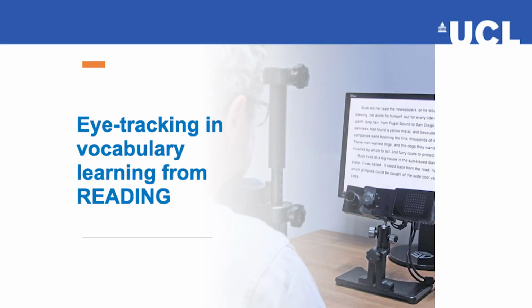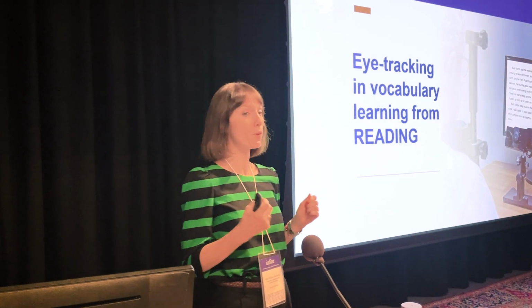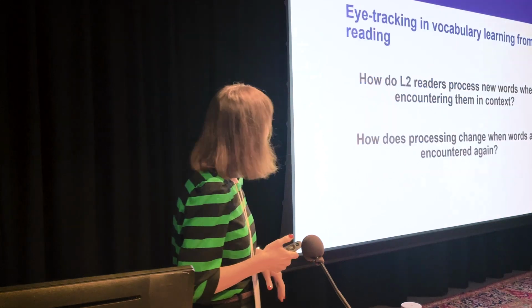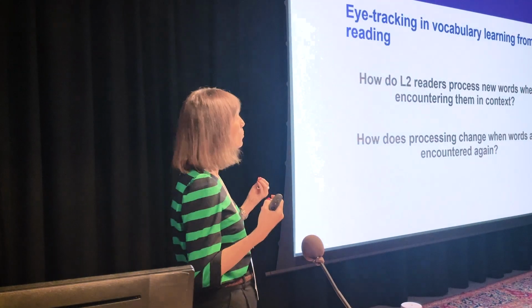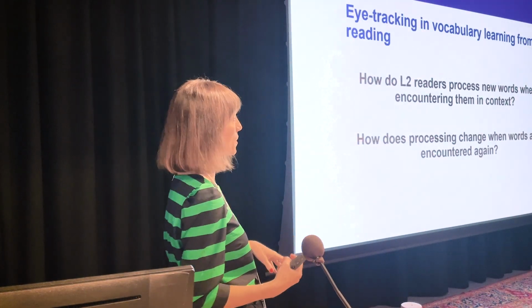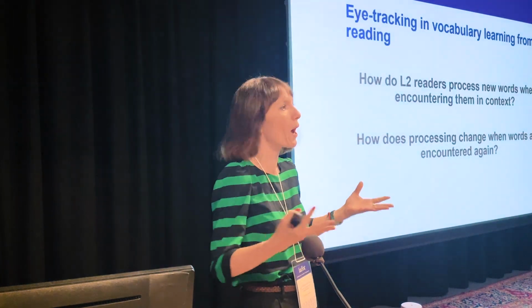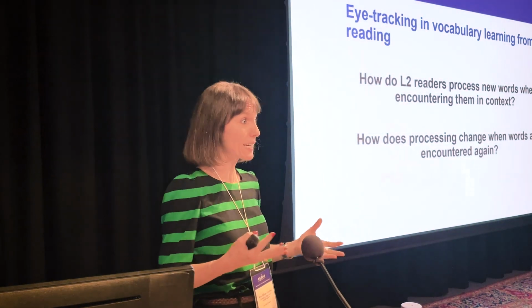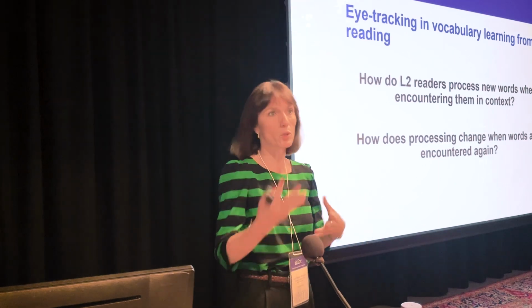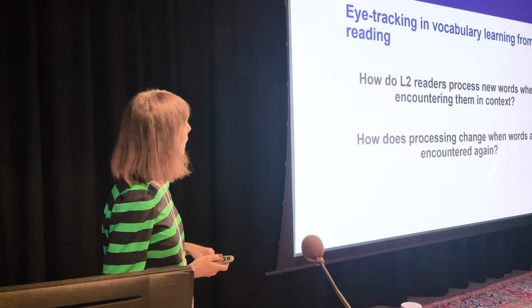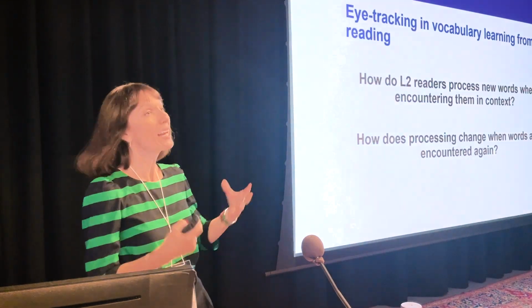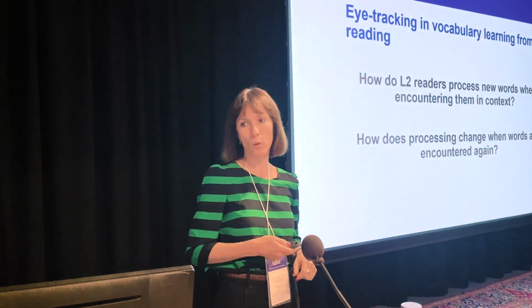I'm going to show very briefly an overview of what eye tracking has so far shown about vocabulary learning from reading. Two main questions that researchers have tried to answer in this area are, as I was saying, how do second language learners process new words when encountering them in context? What happens when learners are reading a text and they find vocabulary they don't know? Do they spend more time processing it? Do they ignore these words? How do they deal with new words in context? And how does that processing change throughout subsequent exposures?